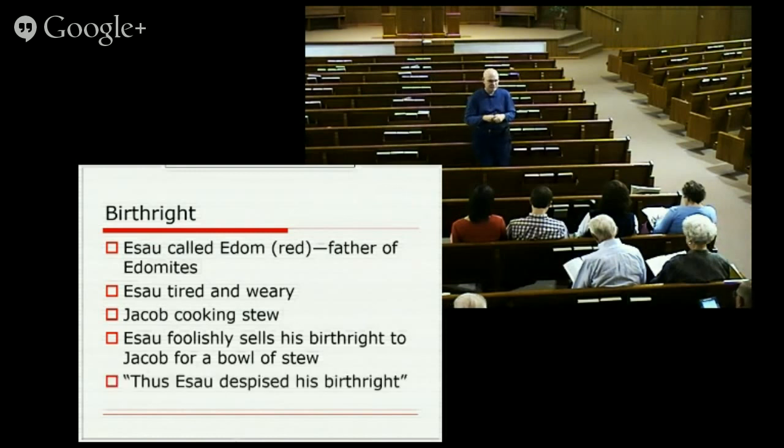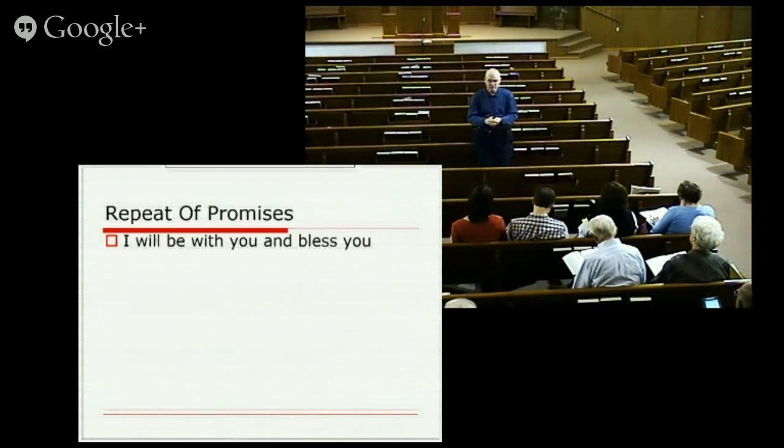The text says he despised his birthright. He treated it as if it were worth nothing. We'll read in Hebrews later and talk about the words used to describe what he did. So Esau sold his birthright, traded it for a bowl of stew, and the text says he despised it because of that. That's one event in the life of Esau and Jacob. We're going to jump across now to another one.